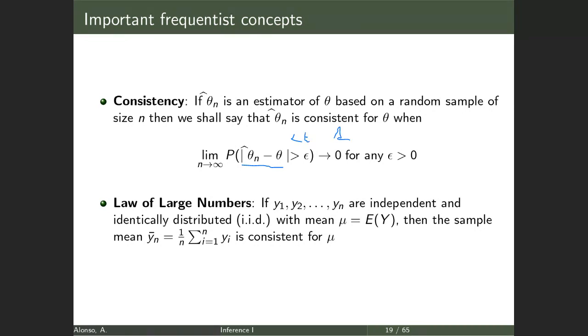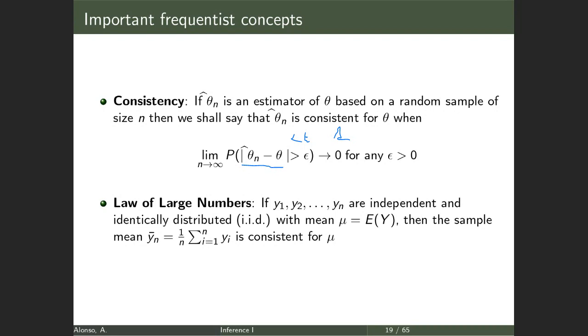So essentially, what consistency says is that if you have enough information, you can get as precise as you want with respect to the truth. If you have enough information, you can get as close to the truth as you want. So the more data you gather, the more precise your conclusions are going to be. You may need a lot of data, but your estimator has this property, and that's called consistency.